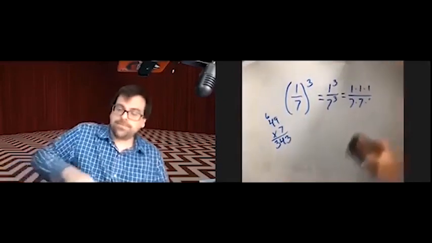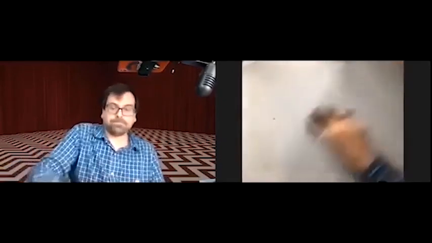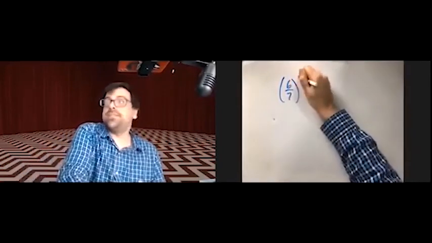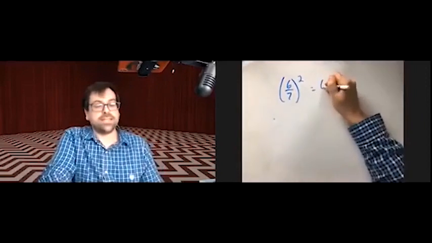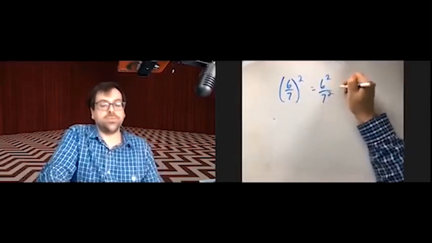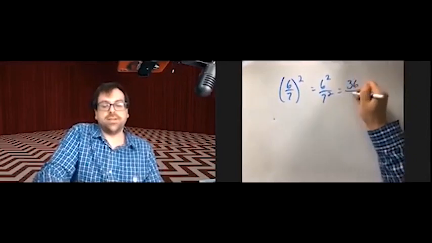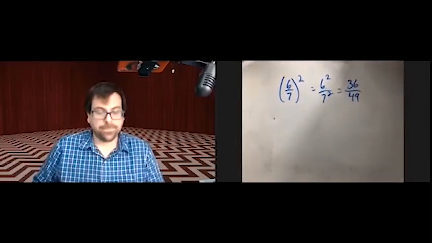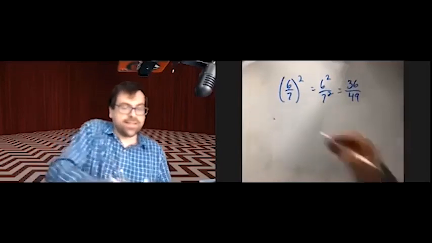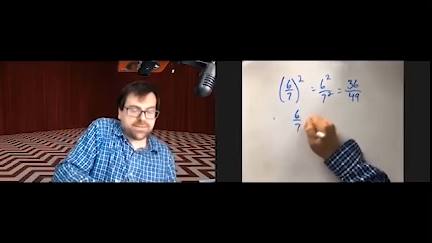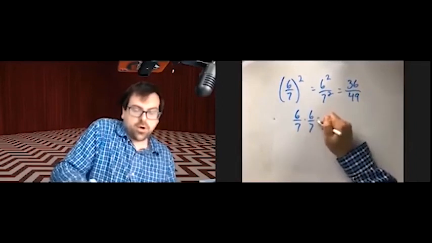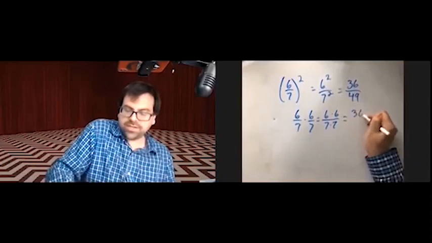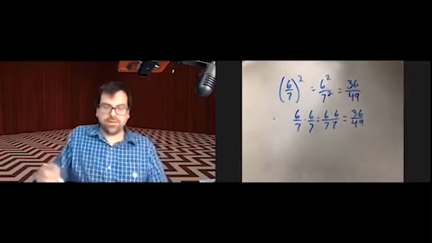What about this one? Six sevenths squared. That's going to be 6 squared over 7 squared, which is 36 over 49. What's the other way to think about it? Well, it means 6/7 times 6/7, which would be 6 times 6 over 7 times 7, which is 36 over 49.